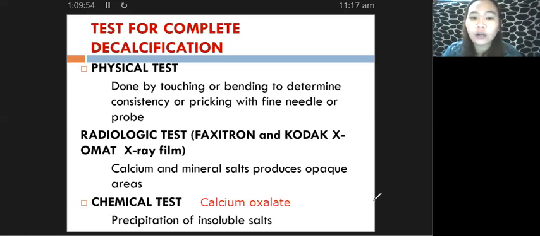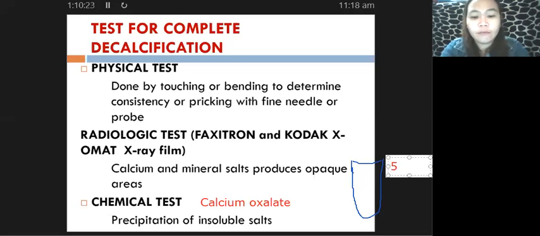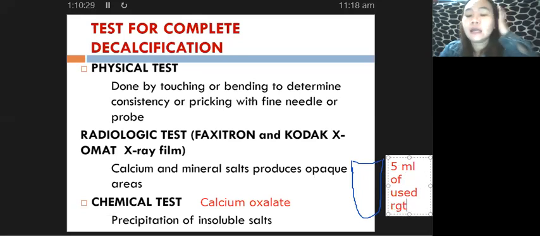Okay, so first, you get a test tube. You have to get an aliquot of 5 ml. So this requires 5 ml of used reagent. That means used decalcifying solution.